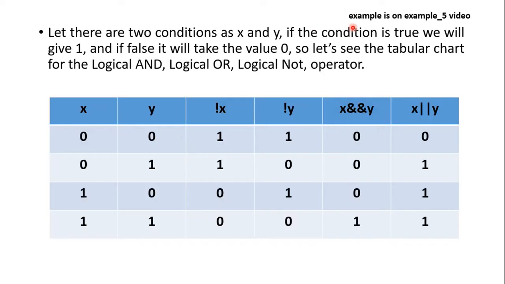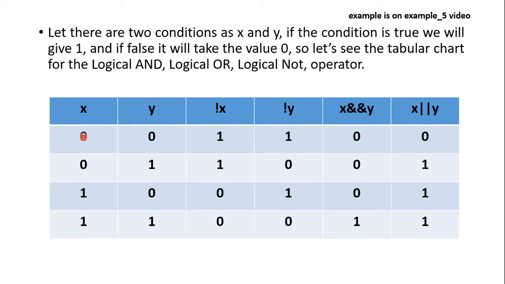So now let's see the table. Let there be 2 conditions, x and y. If the condition is true, we will give it 1, and if it is false, then we will take the value as 0. So let's see the tabular chart. x is holding one condition, y is holding another condition. This is not x, not y. If the condition is true, then not x will be false. If the condition is false, then not x will be true. Then x and y, x or y.